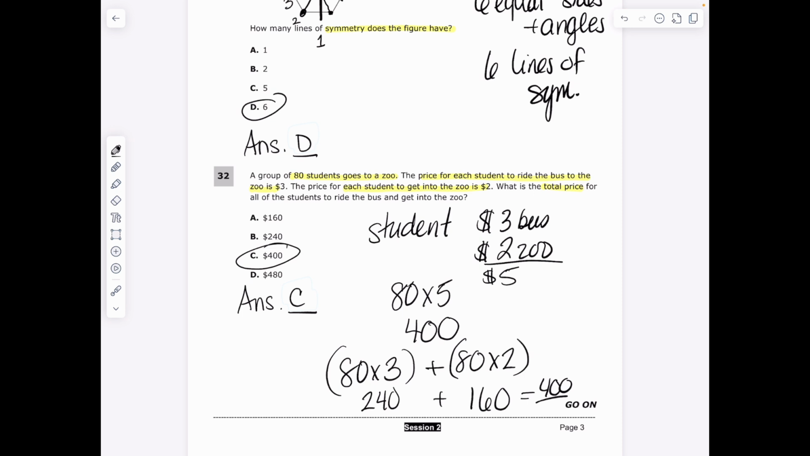All right, hit pause and jot this down to your work and share other ways if you had other strategies for any of these problems.